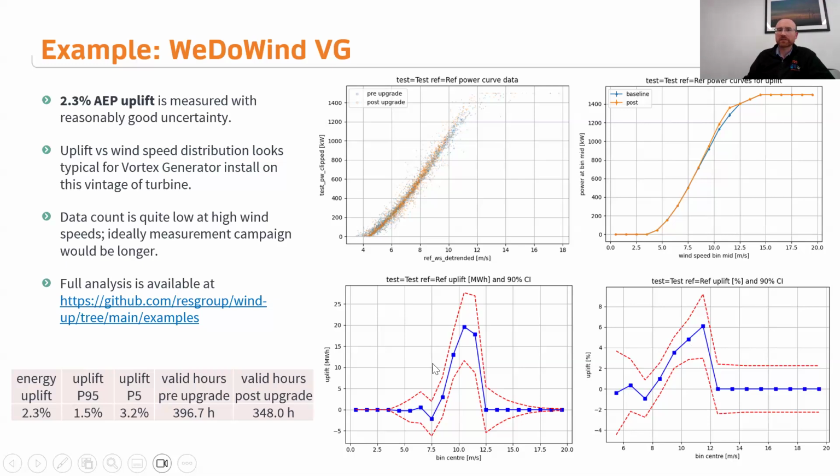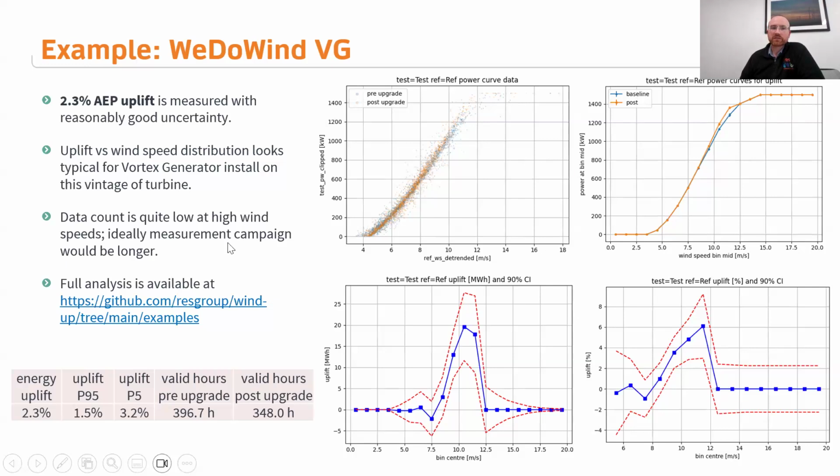The plot to the left is the same information again, just cast as megawatt hours using the frequency distribution derived from the data. I would say the data count is quite low at high wind speeds. You can see from the scatter plot that the knee and rated power regions are not very well populated. So probably the true uplift answer is different, because the wind-up tool sort of resorts to saying 0 uplift in wind speed bins where it cannot do the measurement.